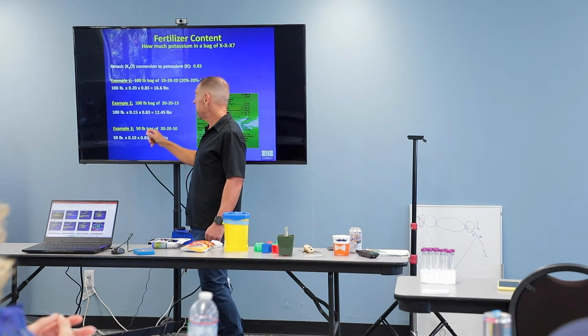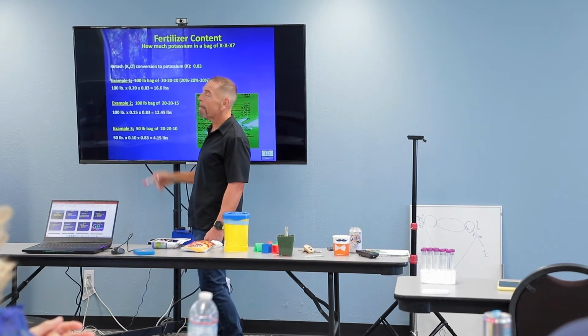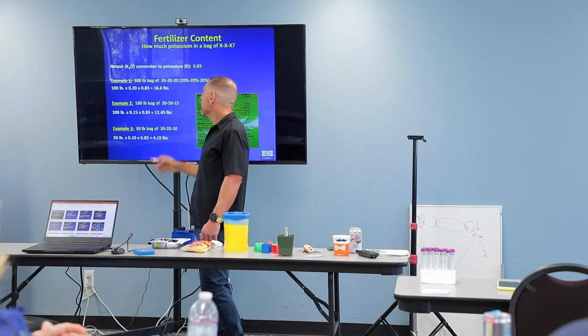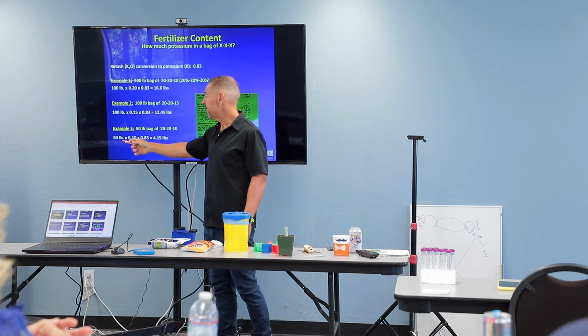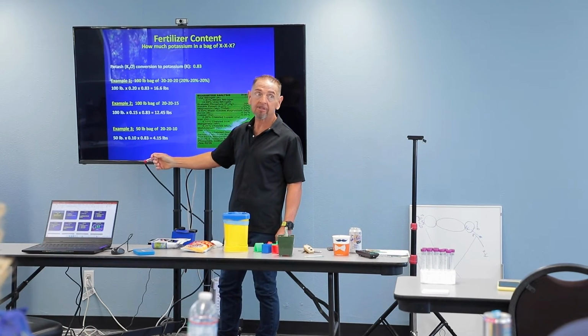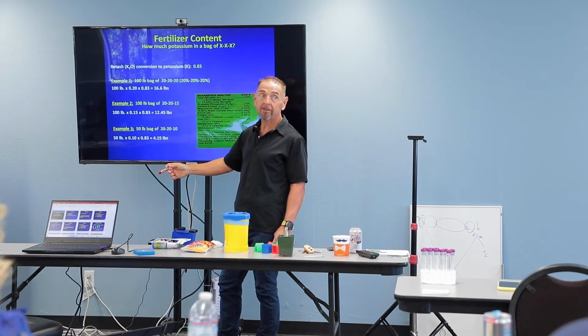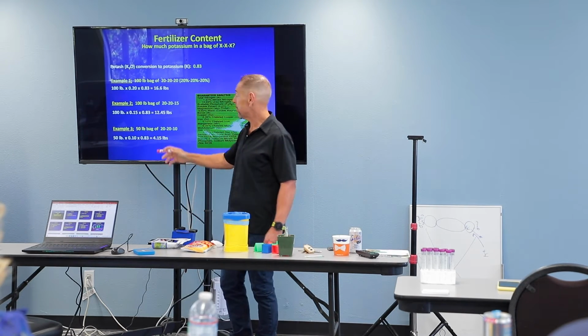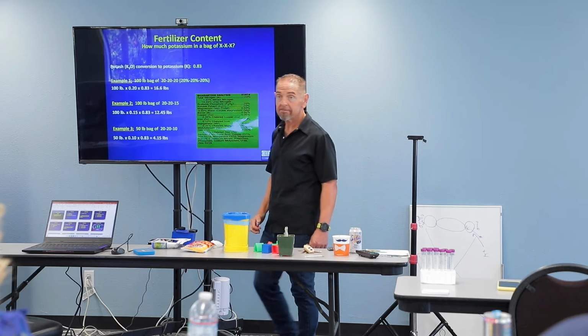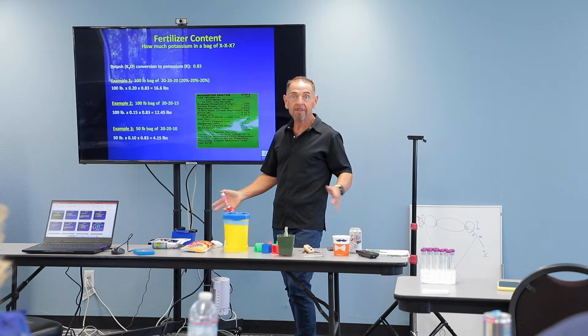And then example 3, a 50-pound bag of 20-10. We just multiply 50 times 0.10, because 10% of that fertilizer bag is potash, times the conversion factor of 0.83, and we end up with 4.15. Easy as pie.